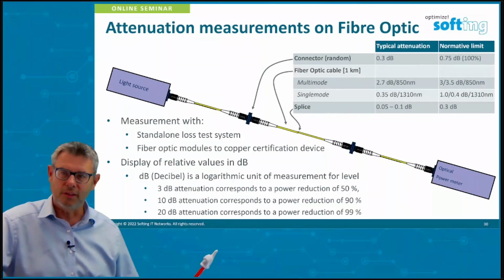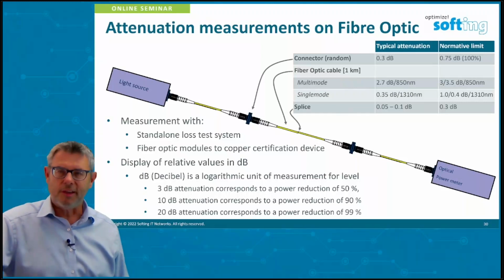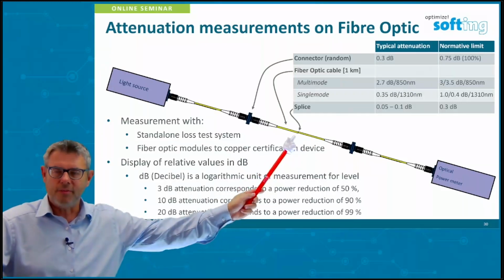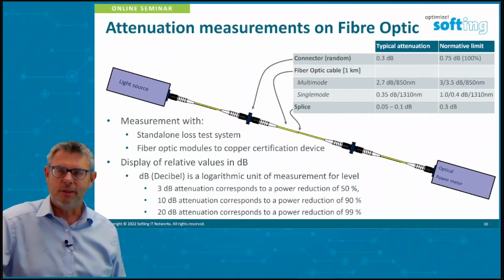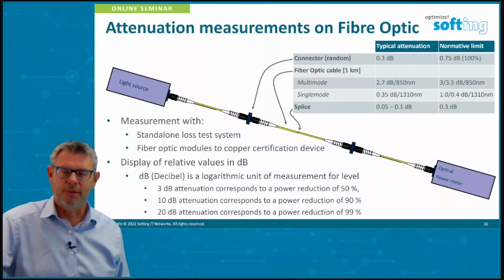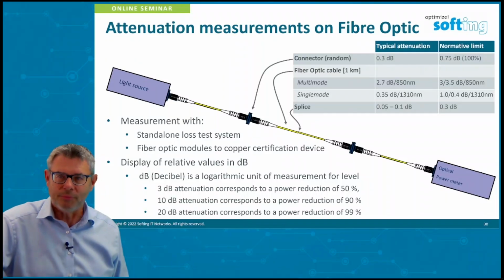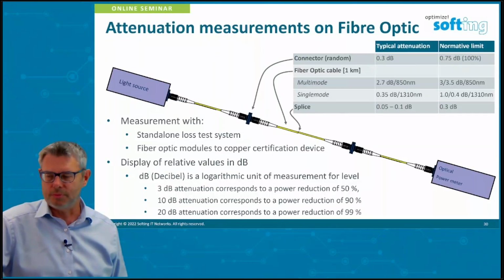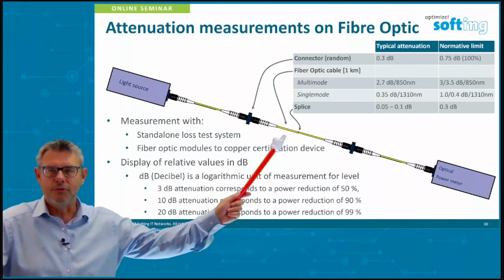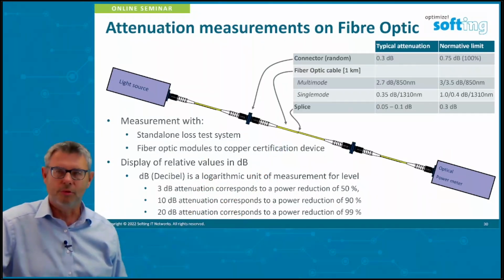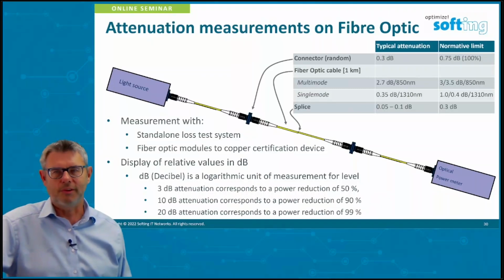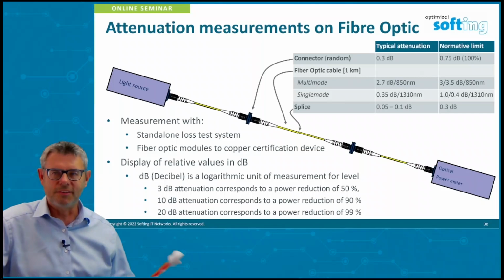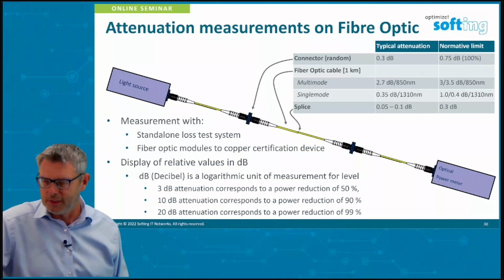Okay, then we also have splices here. Splices means direct connection of fibers without connectors in between. So we are allowed to have a loss here on a splice of about 0.3 of a dB. In the practical world, you can get much lower. If you use fusion splicing, you can go down to 0.05 or 0.02, something like this. Very, very small attenuation, almost invisible attenuation for an OTDR.